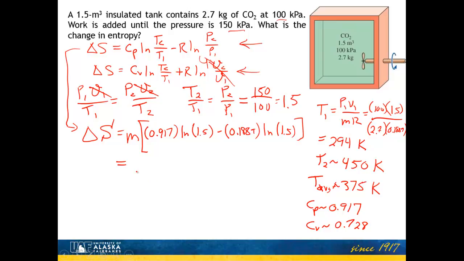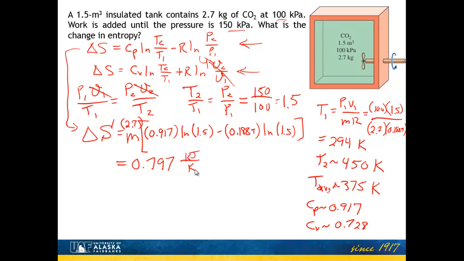And this value of the mass, that's 2.7. So that's 2.7 kilograms, goes right in there. If I do that arithmetic, this is 0.797. And the units on that are going to be kilojoules per Kelvin.